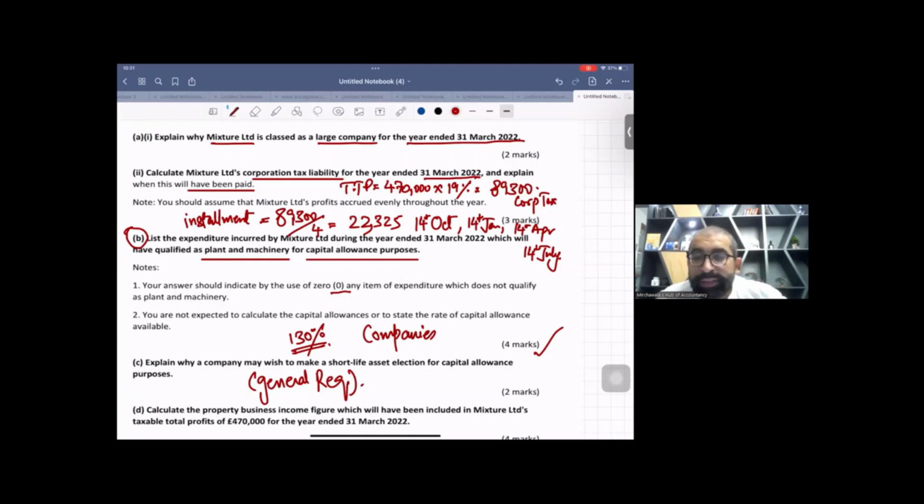Kindly write on the chat box, did you understand this 130% point? Because we are doing a companies question, not individual. Yes, for individual, there is no 130%. But for companies, there is 130% super deduction. Please tell me, have you done the course or not, or are you still taking the classes?